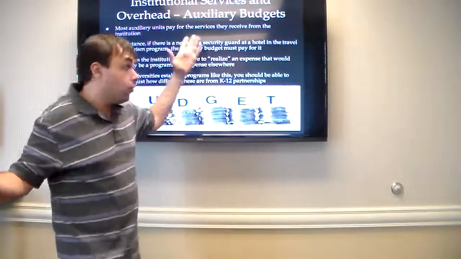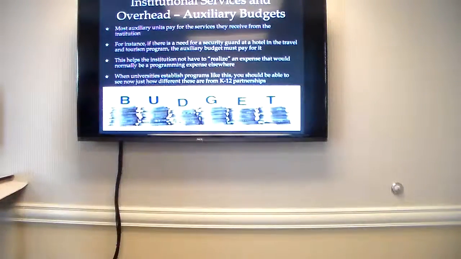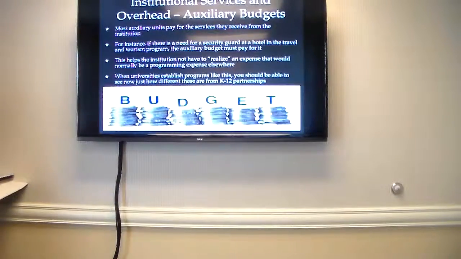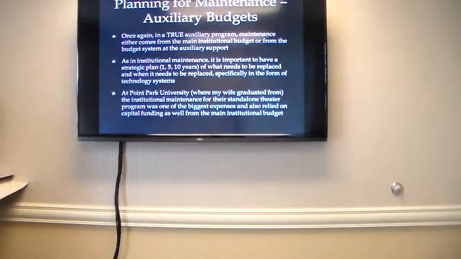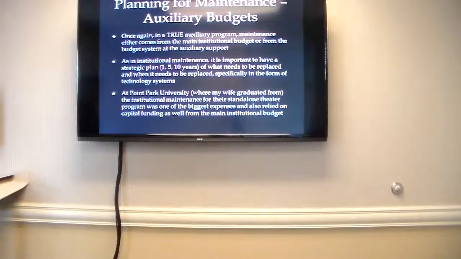And you're not going to. It's not going to exist because those services are coming out of an individualized budget, and they're using university services. It's housed in the university, but they're also existing to make a revenue to allow more students in the program. So maintenance should come from the institutional budget or from the budget system at the auxiliary support level, if it is a true system.